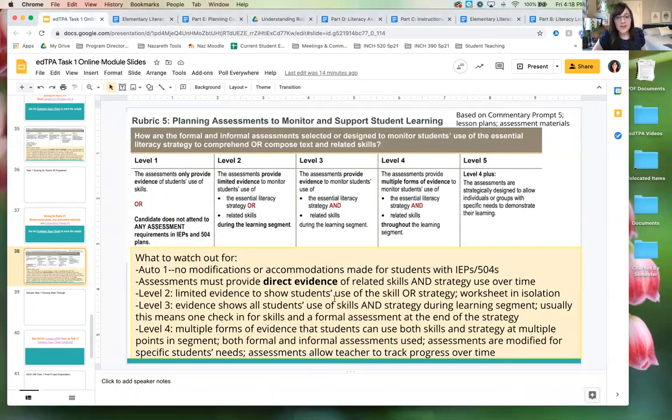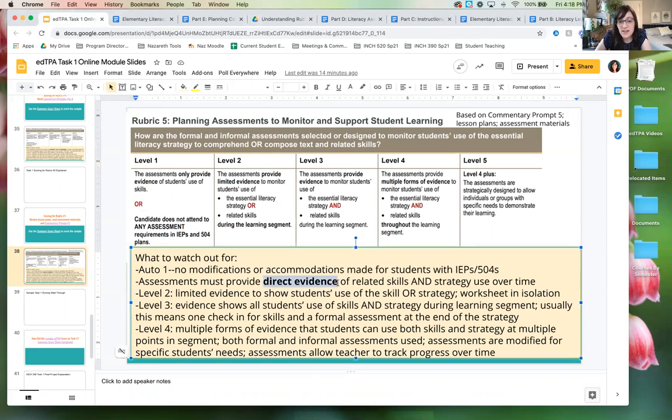Some reminders of what to look out for. Remember, no modifications will get you a 1. You've got to have direct evidence, and they want you to talk about that. So if you give an exit ticket, what are you expecting to see them get? If you give a rubric, what's the evidence? What score are you going to use to show that they've mastered?